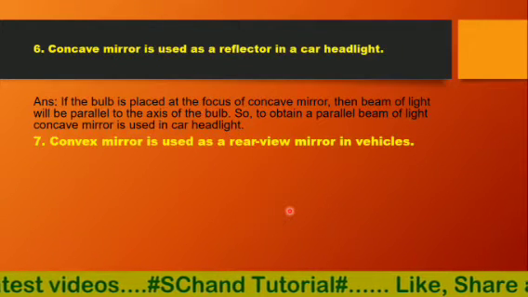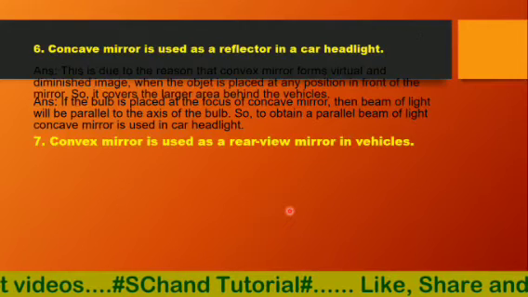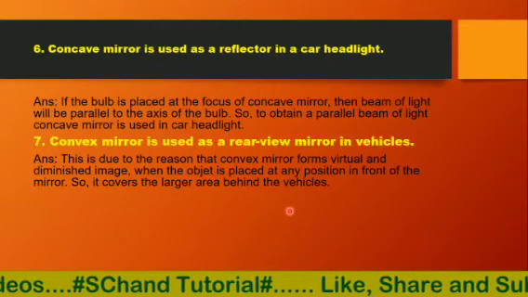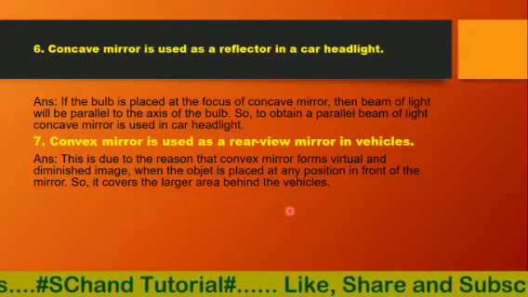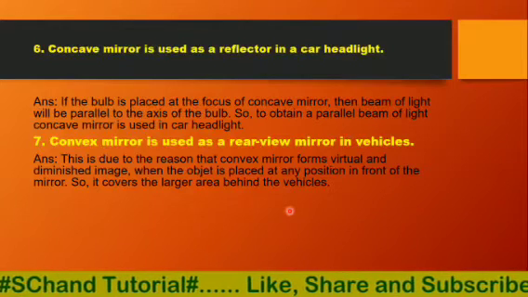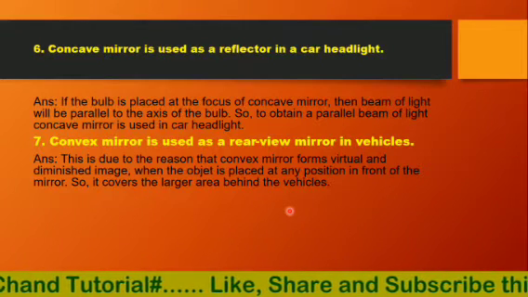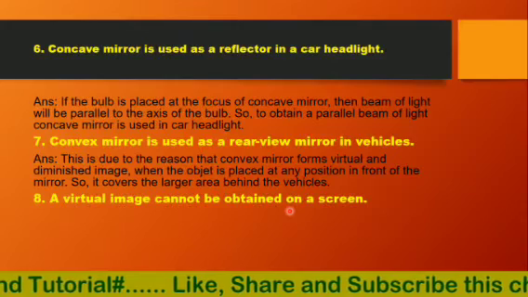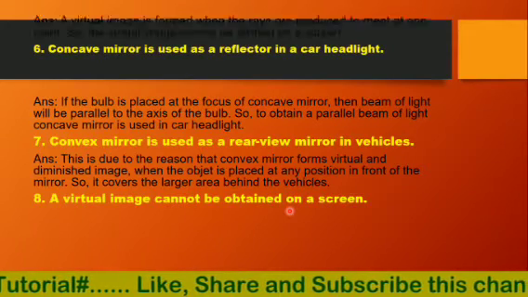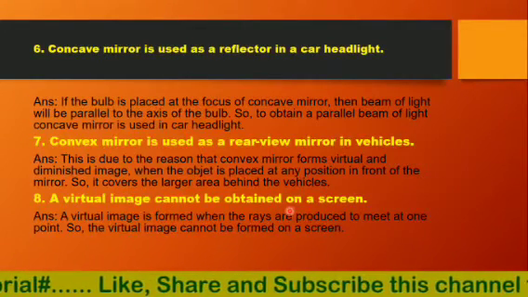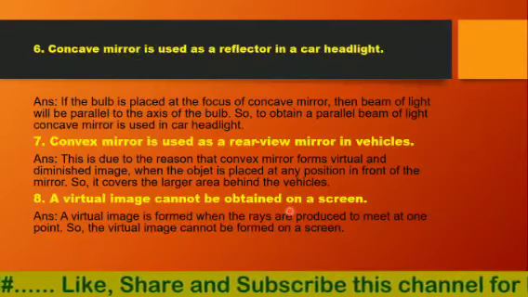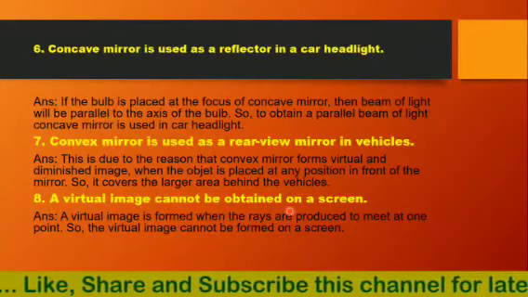Convex mirror is used as a rear view mirror in vehicles because the convex mirror forms a virtual and diminished image when the object is placed at any position in front of the mirror, so it covers a larger area behind the vehicle. The virtual image cannot be obtained on the screen because a virtual image is formed when the rays are produced to meet at one point. So the virtual image cannot be formed on the screen.